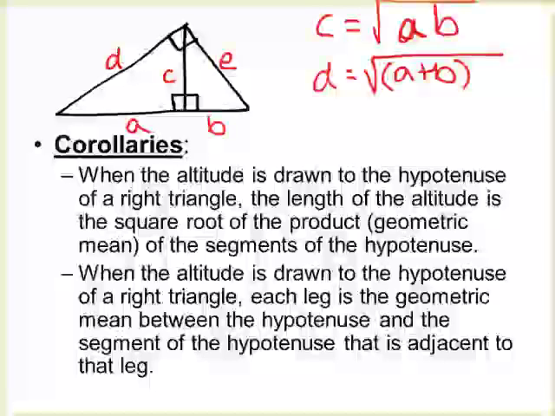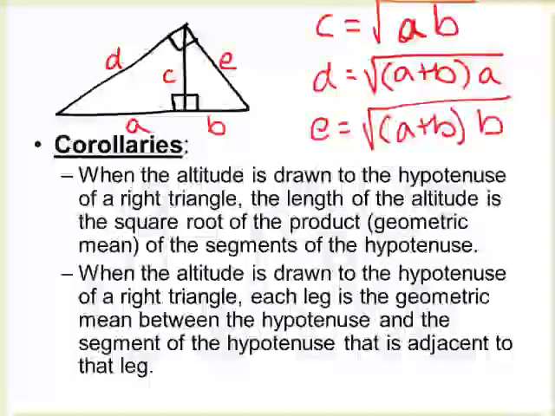So on the original triangle hypotenuse, which piece is close to D? A. And likewise for the other side, E is equal to the square root of the whole base times B, the part that's close to it. This picture and these three formulas are going to be crucial for your homework and then also as we go into the test. So make sure you have that copied down.